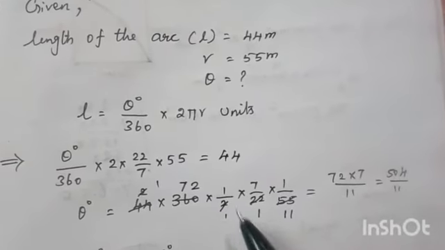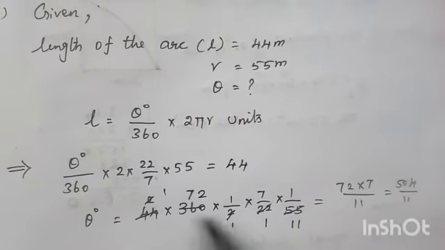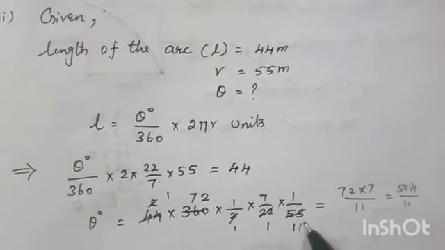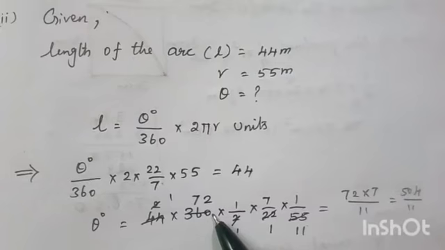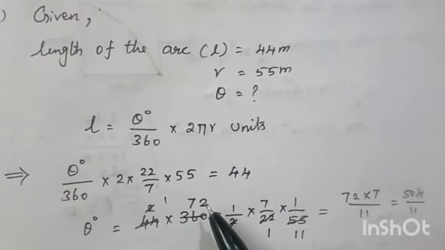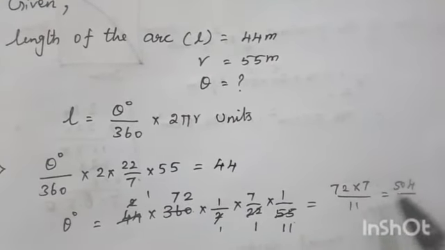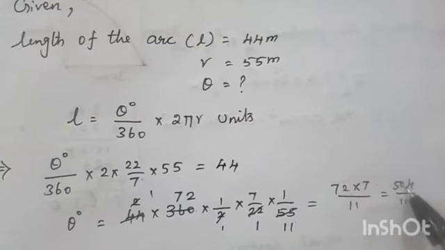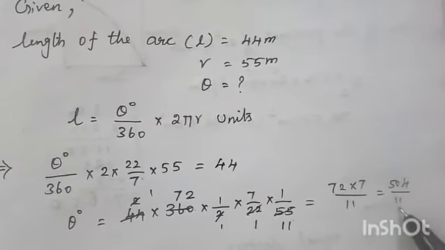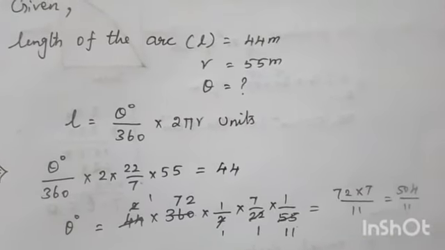Then you have to make cancel. First 22 table 1 time, 2 times, then this 2 cancels. Then 5th table: 1 5 is 5, 7 5s are 35, balance 1, 10, 2 5s are 10. After cancelling we have in the numerator 72 into 7 by 11. Multiply these two: 7 2s are 14, balance 1, 7 7s are 49 plus 1, 50 by 11. So this you have to make a normal division.